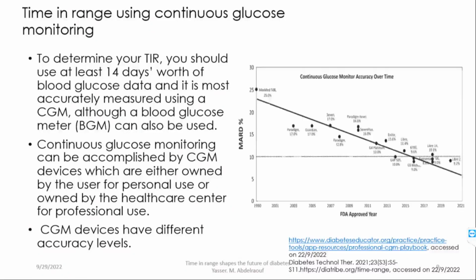And across the time from the innovation of continuous glucose monitoring, as you can see, from 1990 till now, what we call the absolute relative difference of the sensor sensitivity and the sensor accuracy is improving. As the figure is low, the accuracy is much better. That's why we have now accurate sensors of continuous glucose monitoring.